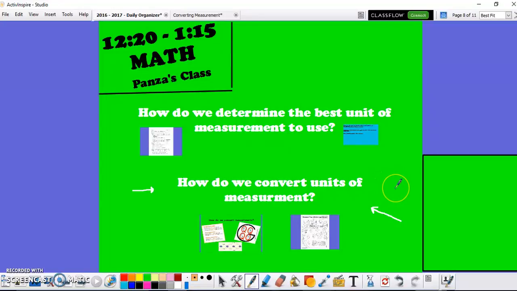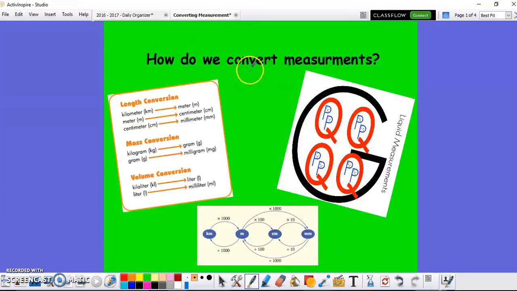Mr. Panza with today's math focus question. How do we convert units of measurement? Following up our previous question, determining the best units of measurement, I want to make sure that you understand that when we are converting measurements, we will only convert metric to metric and customary to customary. We will never interchange the two.